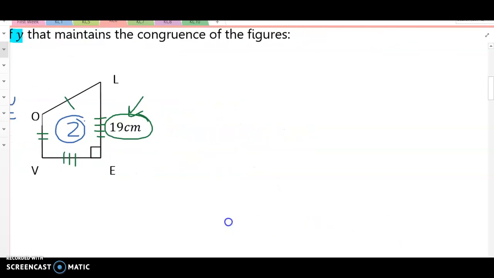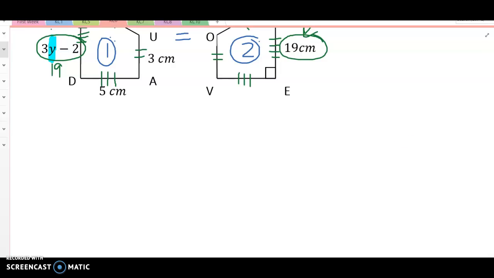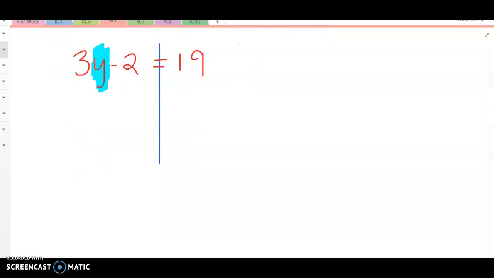So what we do is set up an equation. We set 3y minus 2 equal to 19, because we need to figure out what y is in order to make that whole side 19. So we're going to set up our equation. We separate our two sides so we know we're always doing the same thing to both sides. And then we're going to go ahead and solve it.